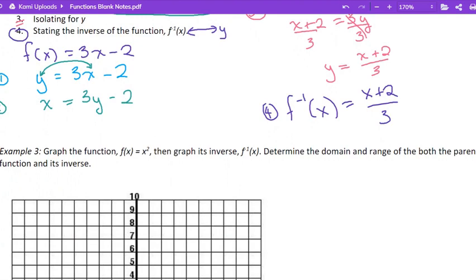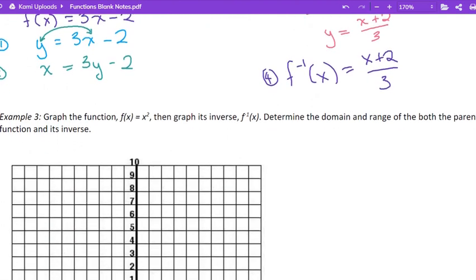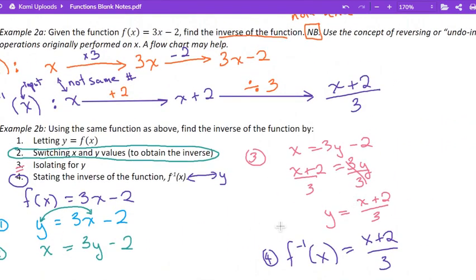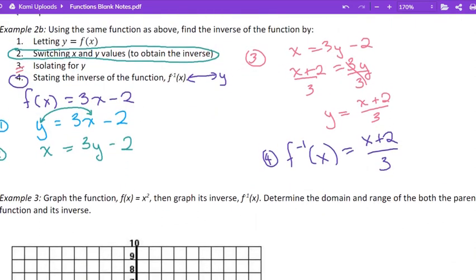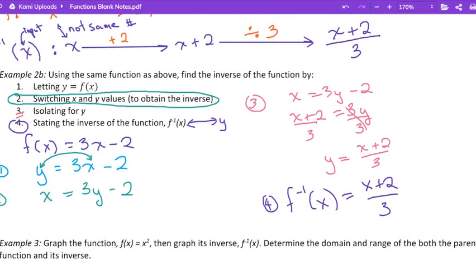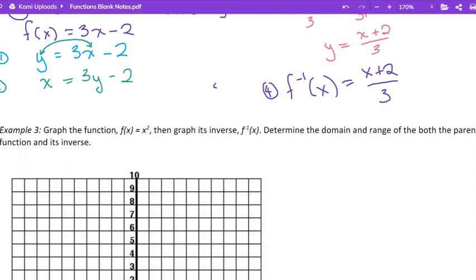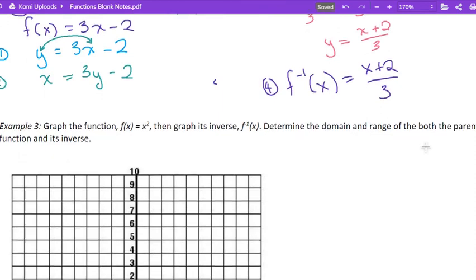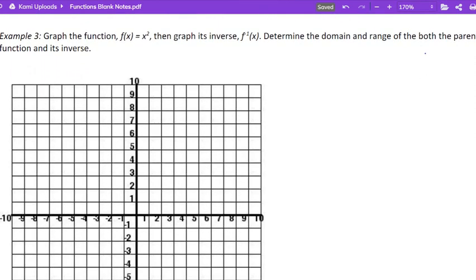Okay, let's do one more example. You will try this in the homework. When you need to find the inverse of functions, you can try it using the flowchart, and you can try it by swapping the variables. Lastly, let's find the inverse using a graph.